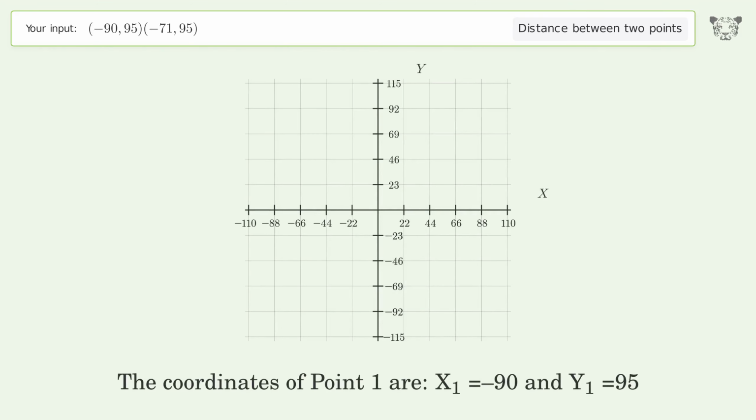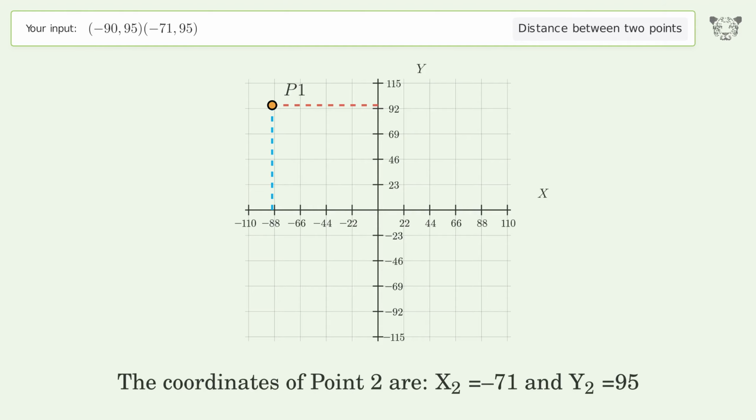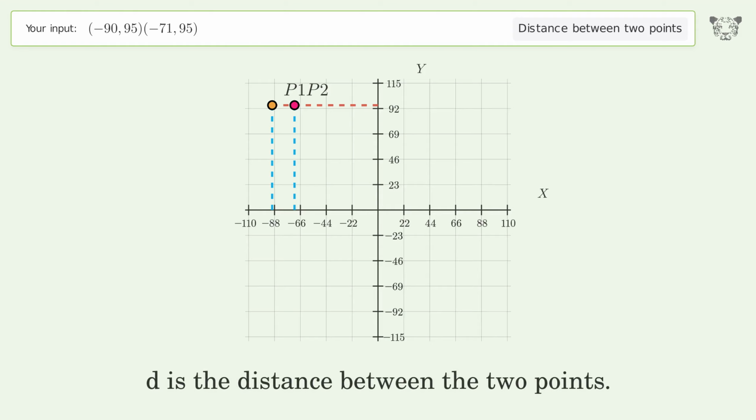The coordinates of point 1 are x1 equals -90 and y1 equals 95. The coordinates of point 2 are x2 equals -71 and y2 equals 95. D is the distance between the 2 points.